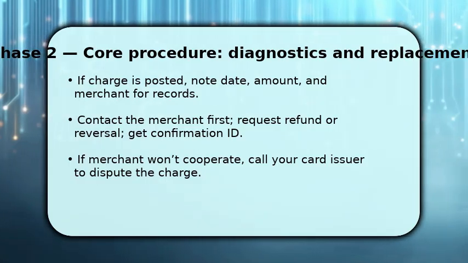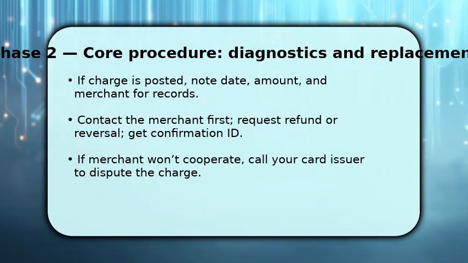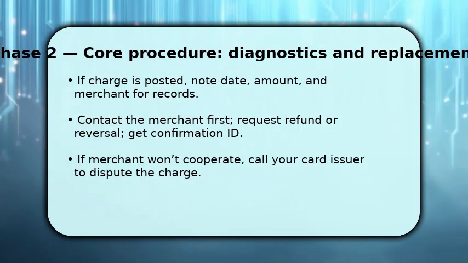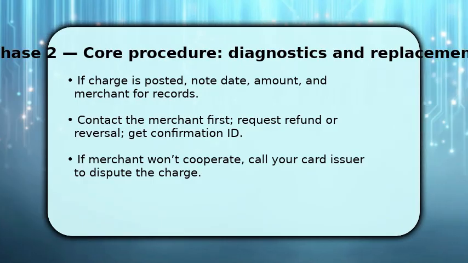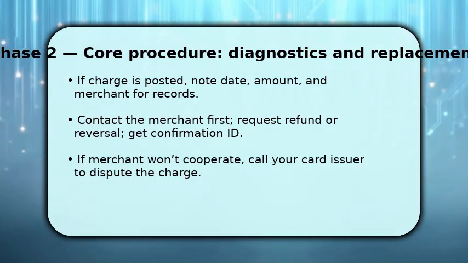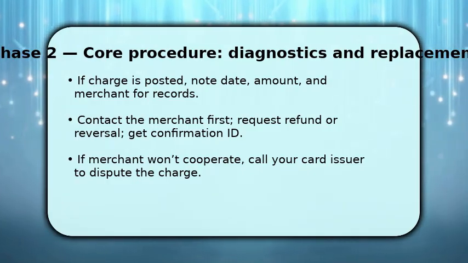Next, contact the merchant. Explain why you want the payment stopped and ask for a refund or reversal. Obtain a confirmation ID or email. If the merchant refuses or is unresponsive, call the bank or card issuer tied to that Apple Pay card to open a dispute. Provide your documentation so the issuer can reverse the payment or provisionally credit your account.